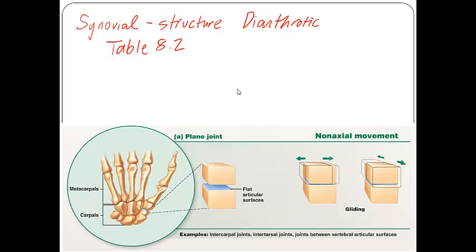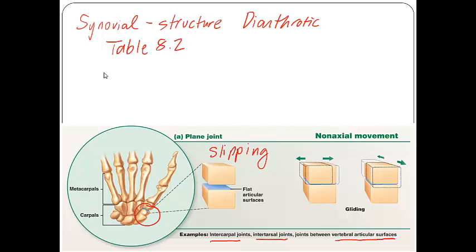And the first example here is a planar joint. And the planar joint that is shown here would be the one that would be found between the carpals. And in this case, there's a flat articular surface that really only allows slipping to occur. And it is not even considered to be uniaxial. And besides the intercarpal joints, the intertarsal joints are also planar. And there's also some examples that are the intervertebral joints. And these are found between the articular processes. They allow for gliding to occur.